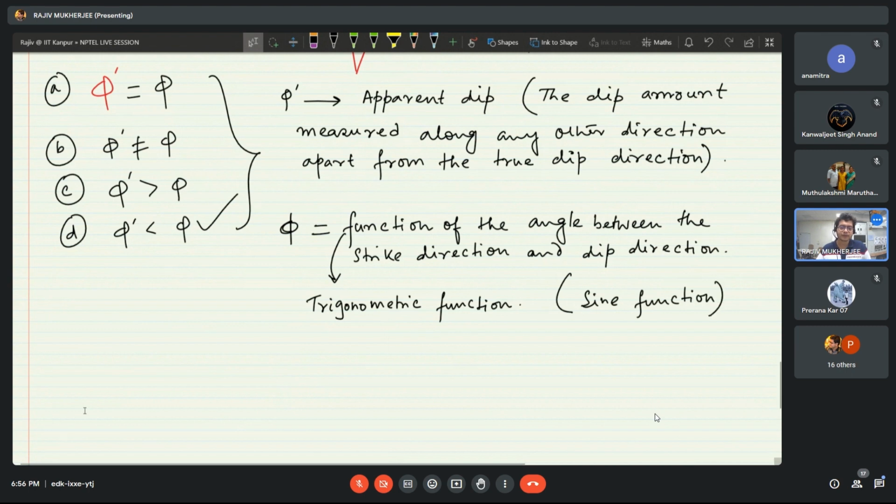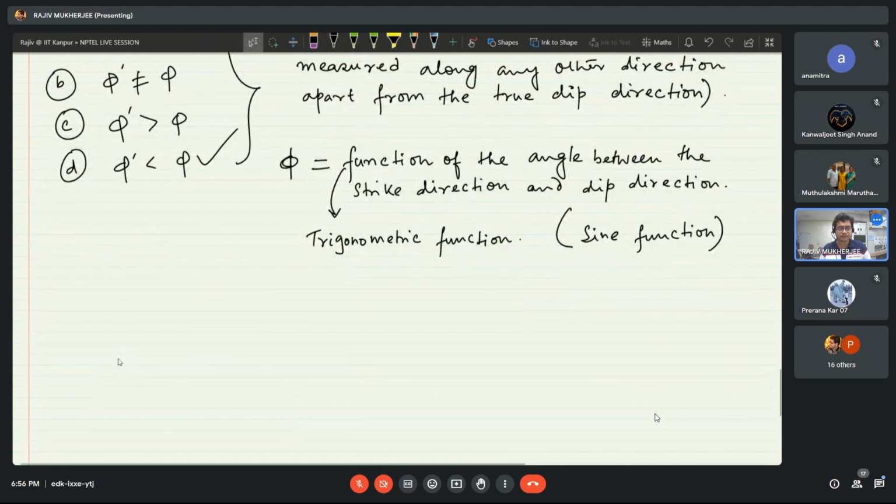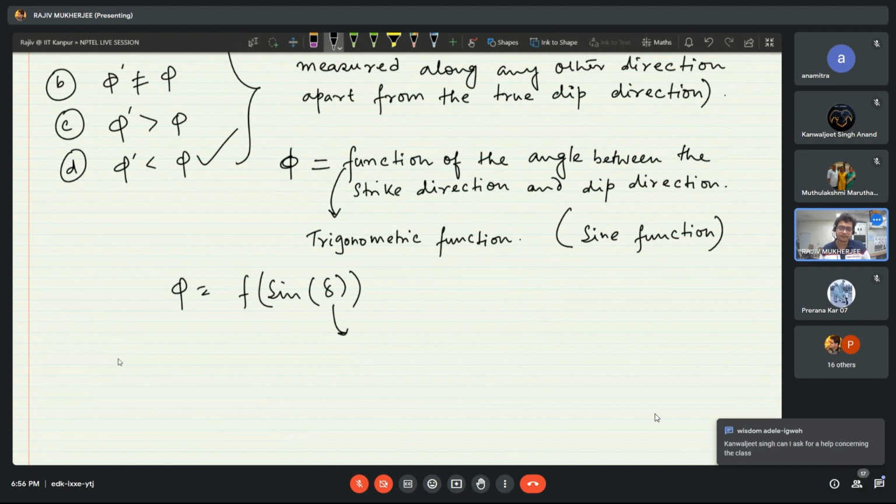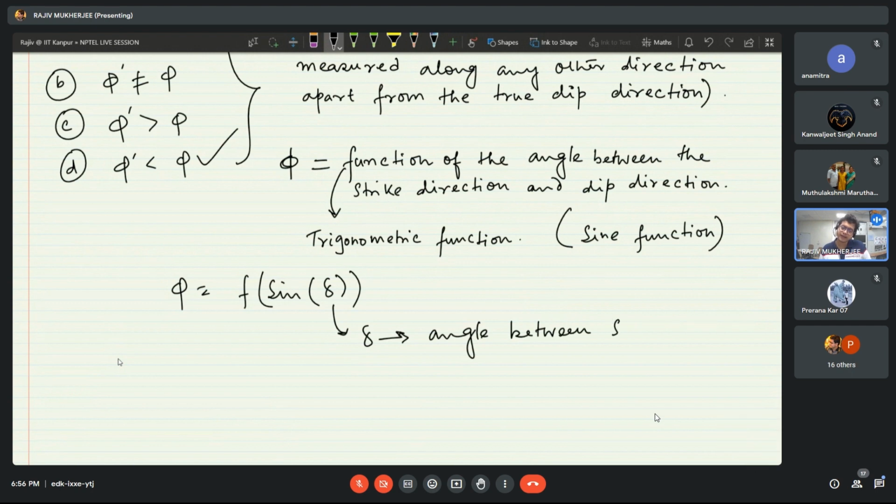Okay, so phi is basically a function of sine of delta, where delta is the angle between the strike direction and the dip direction.